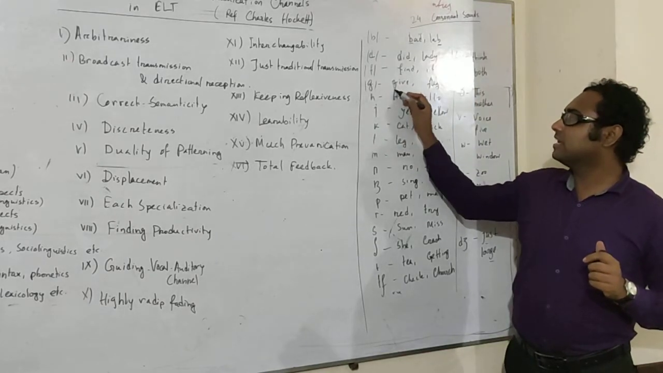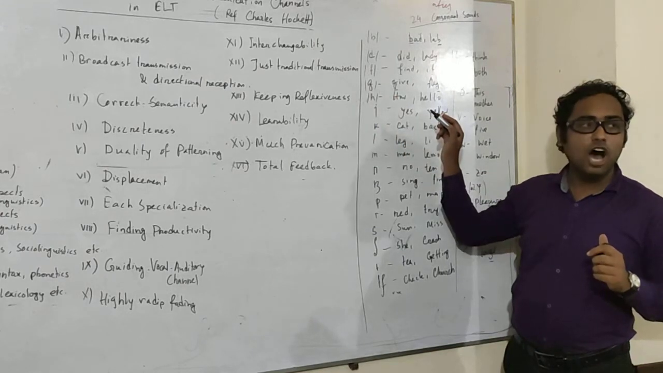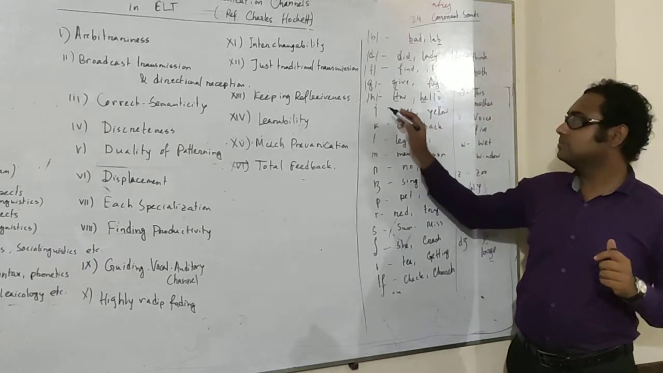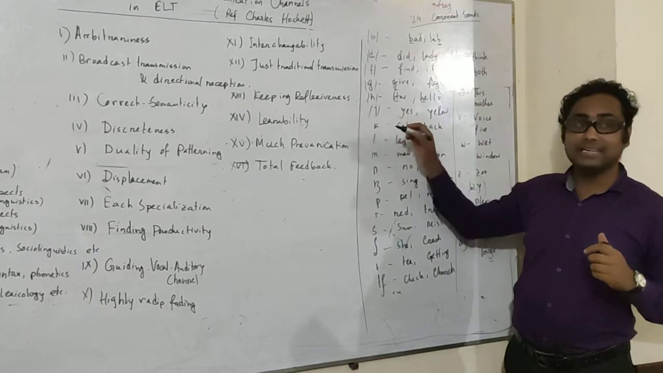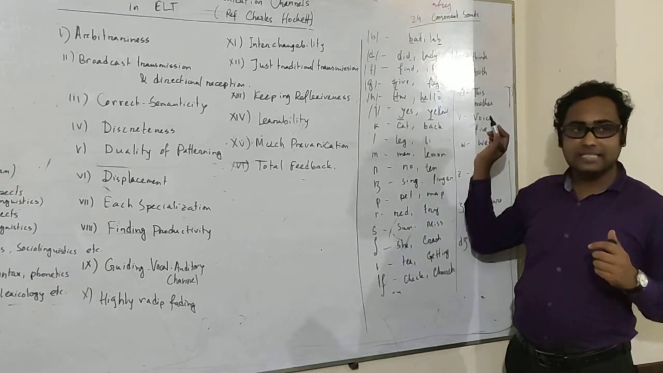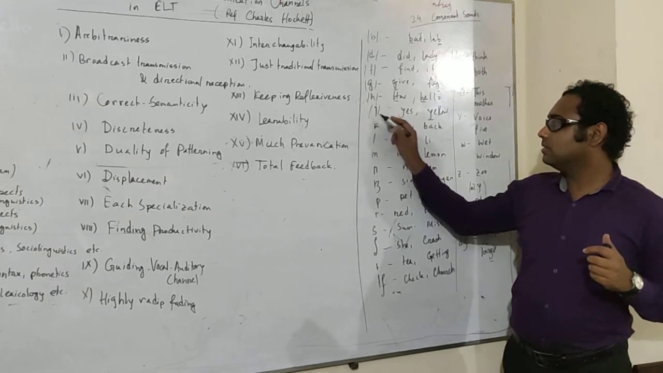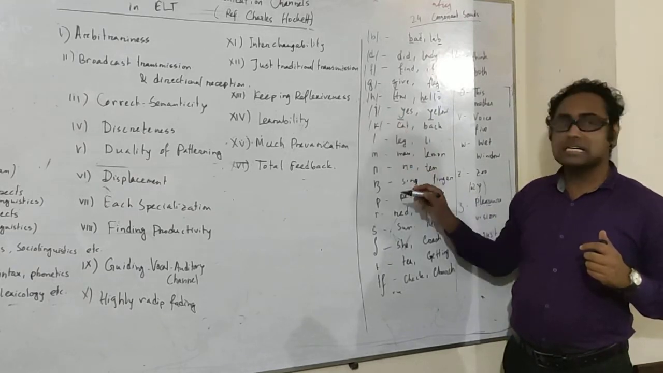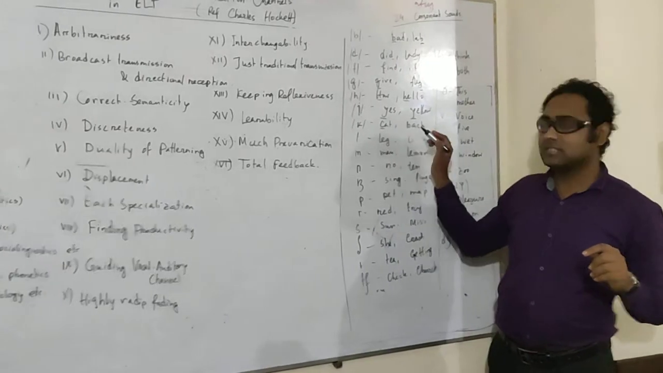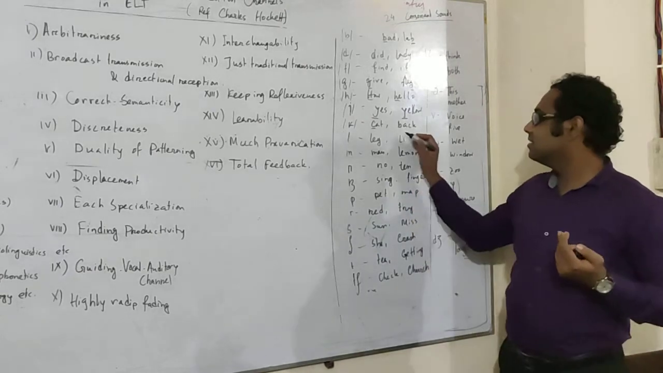G sound. Give. Flag. H sound. How. Hello. Ear sound. Yes. Yellow. Then K sound, in between ko and kho. K. Cat. It's not ko, it's not kho. Cat. Back.